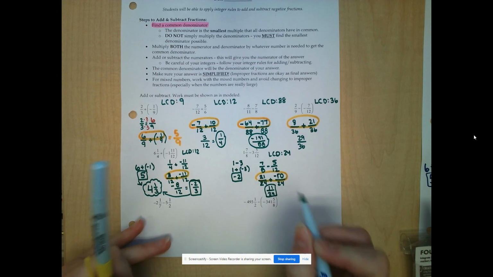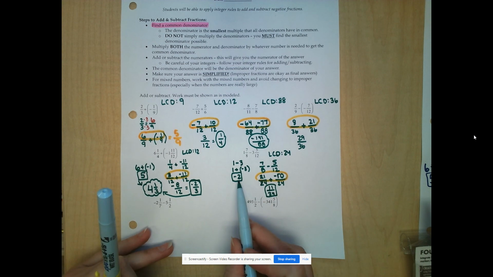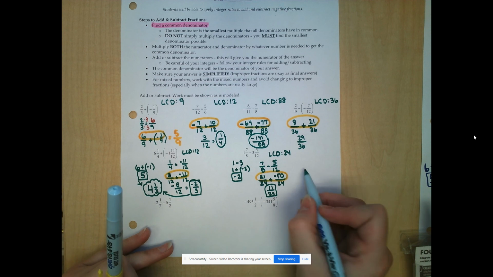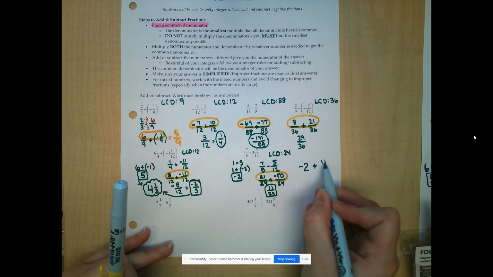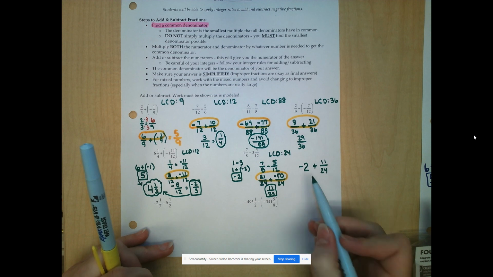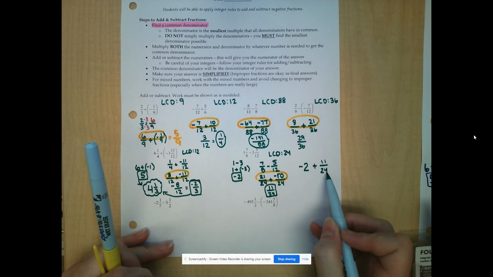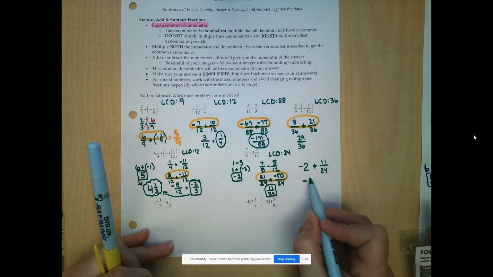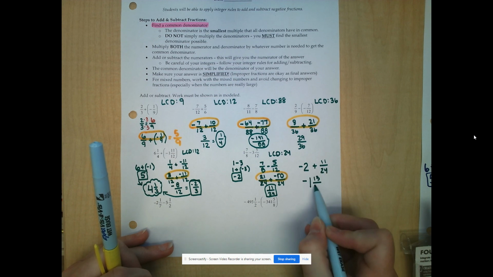21 and negative 10, which gives me 11/24. And again, you're not quite done because you've got to combine this negative 2 with this 11/24. And because one is positive and one is negative, you can treat it like subtraction. What if I did 2 take away 11/24? Well, the rest that I would have left is the other 13/24. So it would be negative 1 and 13/24.